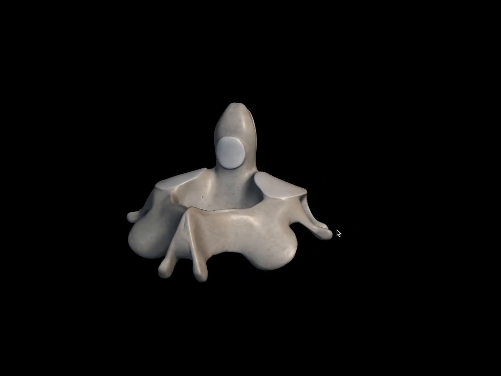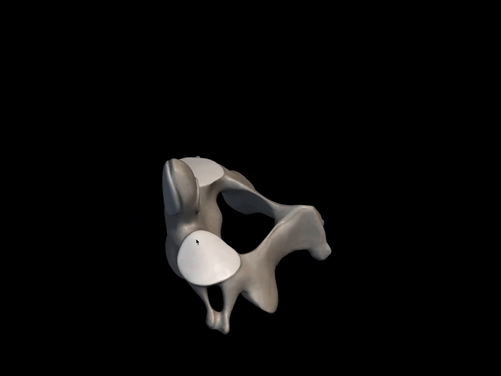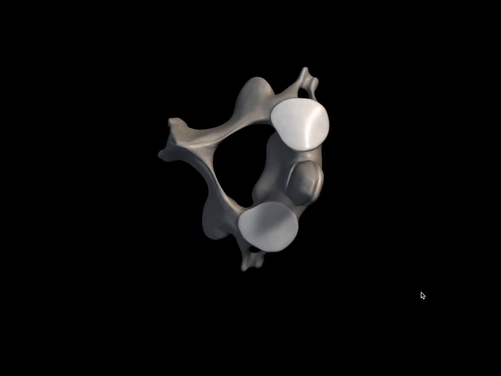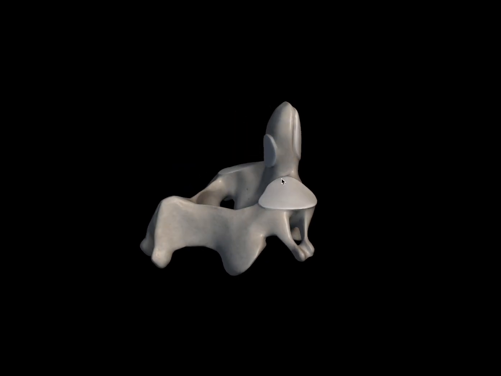Next, we would be discussing the features of the vertebral arch. That is, all the remaining parts now are part of the vertebral arch. Firstly, the pedicles. In case of the C2 vertebra, the pedicles are concealed by the superior articular process.